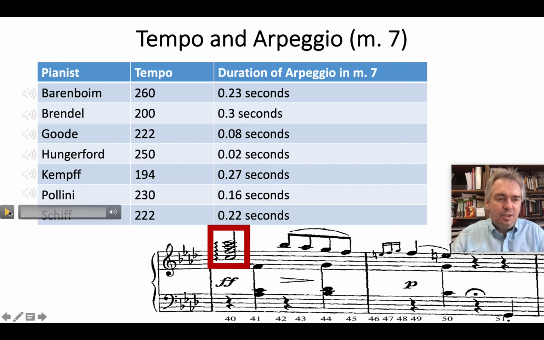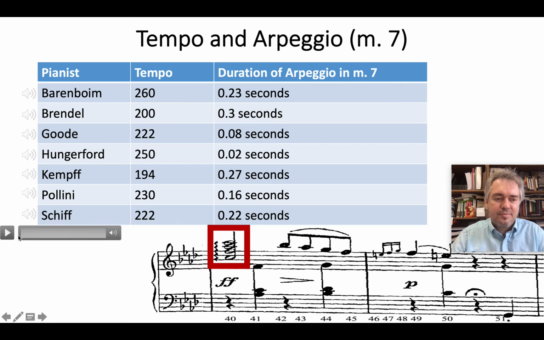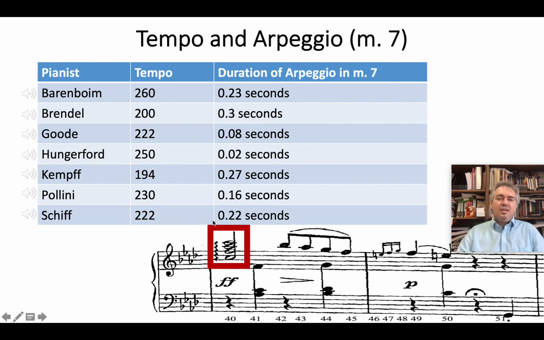And something like in between is Paulini. And Schiff. And a very short one, Richard Good. So Richard Good's tempo is relatively low, but also then the arpeggiation is very, very short.